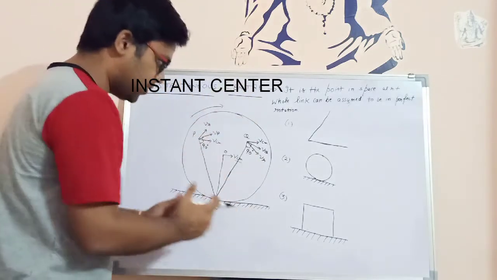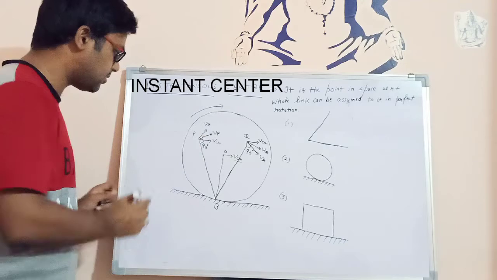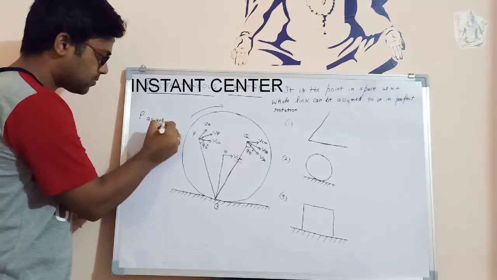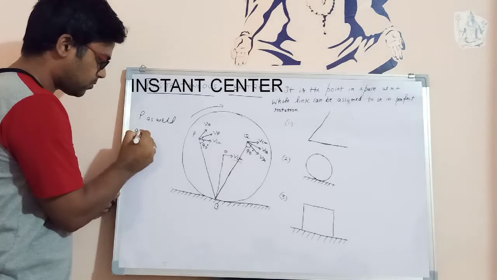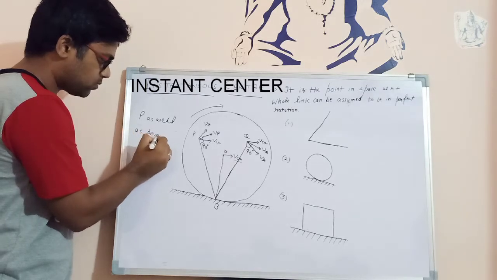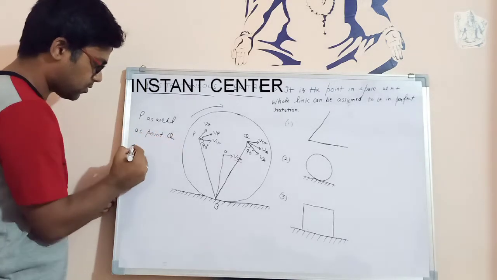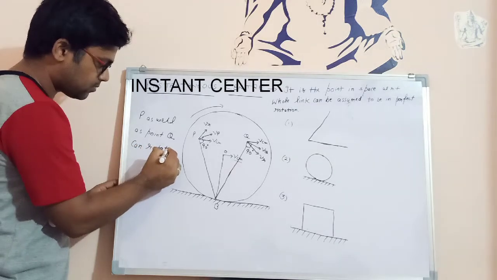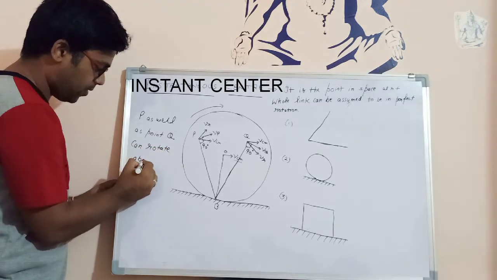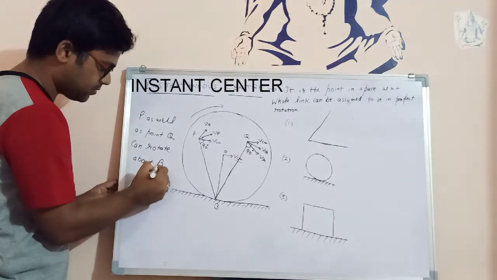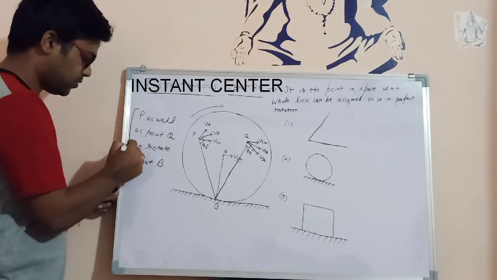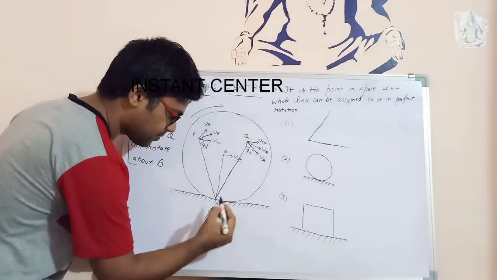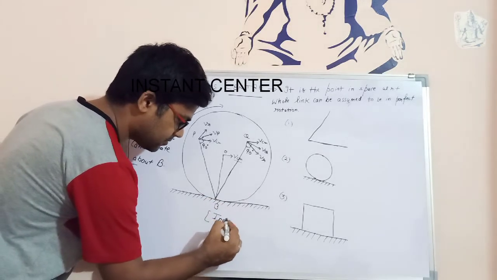So what can we get out of this? We can say that point P as well as point Q can rotate about point B. So I can say that point B is my instantaneous center.